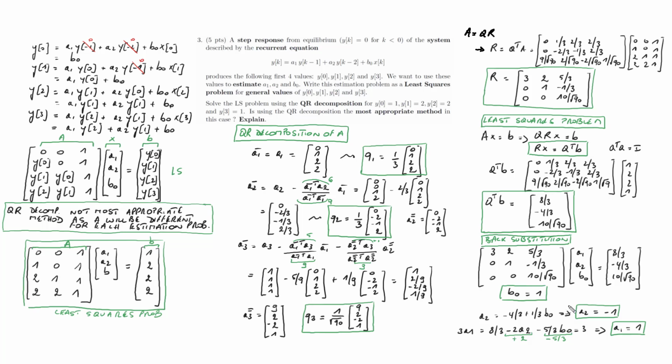You have B0, you have A2, and using the first equation, not that difficult, you easily find that A1 is equal to 1. So we have solved our estimation problem using the QR decomposition. And this concludes question 3.